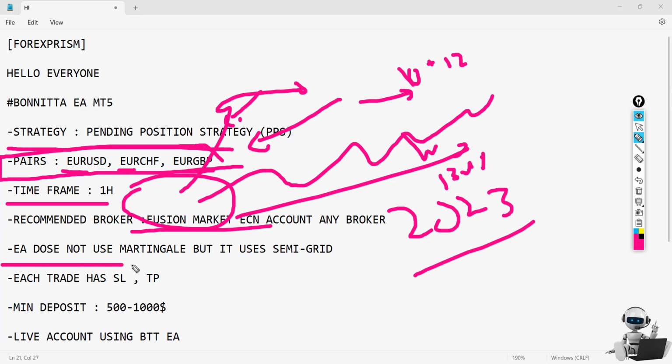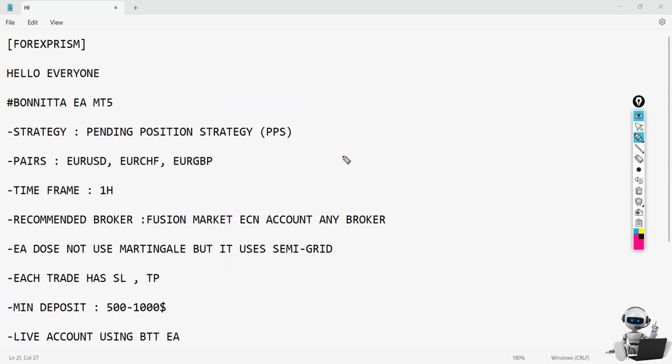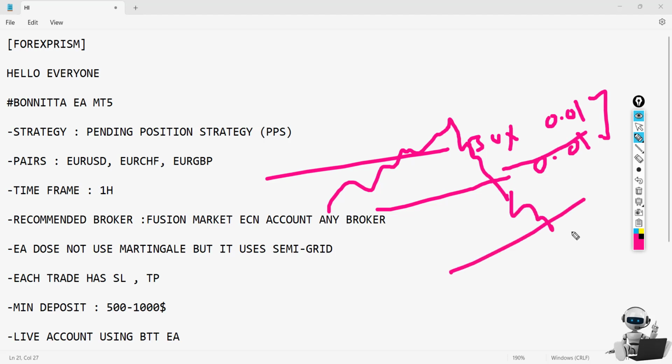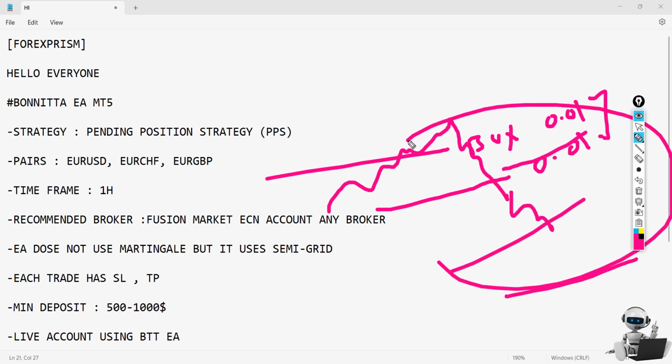The expert does not use any martingale, however unfortunately it uses semi-grid. So what do I mean by semi-grid? For example, let's say you have a buy from this price and the price is going in reverse, so you have 0.01, and you will have another buy at a certain distance with the same lot size, which is good, so it will not be like a martingale, but you will have multiple trades per one currency. So that means the EA does use grid, however he does not really mention this.